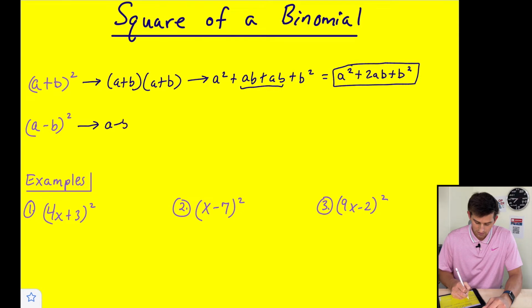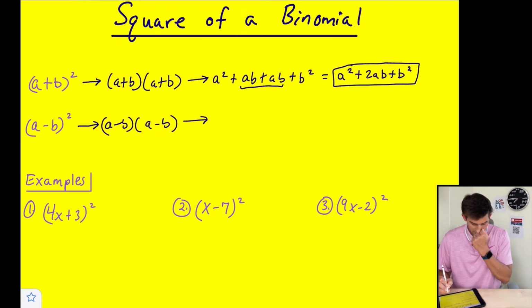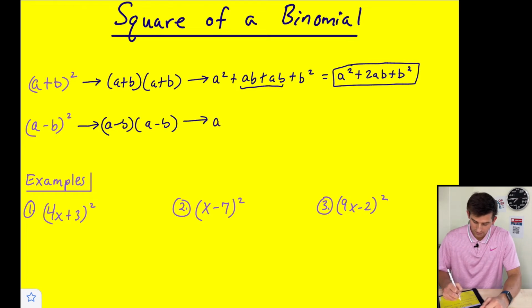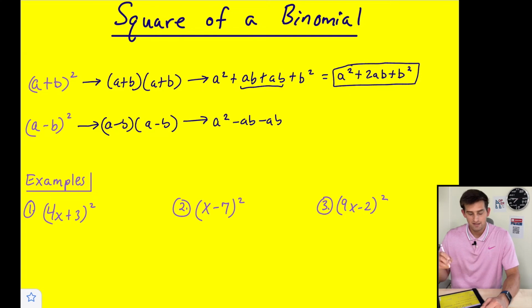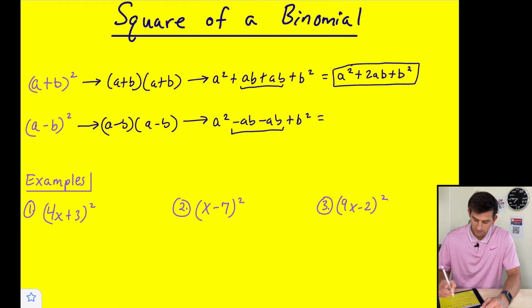So this would be a minus b times a minus b. We're going to start off the same way. We would still have a squared, but now we would do a times negative b, so that would be negative ab. And then negative b times a, also negative ab. But now we have negative b times negative b, so that would still be positive b squared. And once again, we have these middle terms that are like terms, so they can combine. So we have a squared minus 2ab plus b squared.